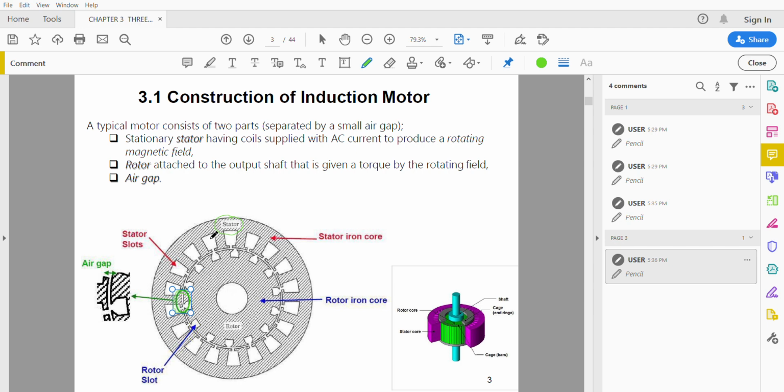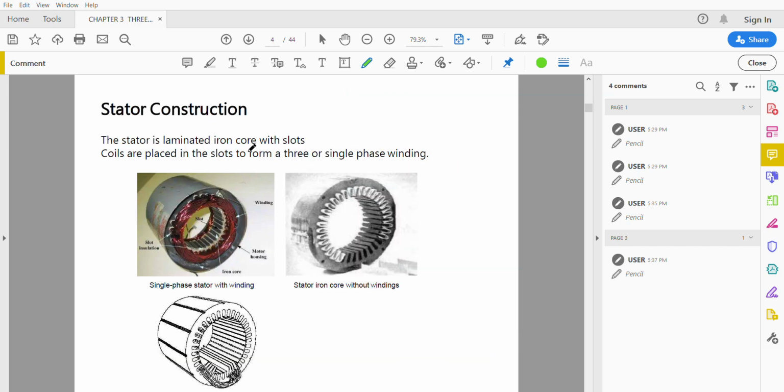A stationary stator has coils supplied with AC current to produce a rotating magnetic field, sometimes abbreviated as RMF. The rotor is attached to the output shaft that is given a torque by the rotating field. This is the picture of the stator construction. The stator is a laminated iron core with slots. Coils are placed in the slots to form a three or single phase winding. The coil used is copper.